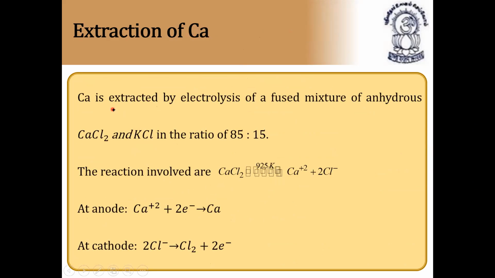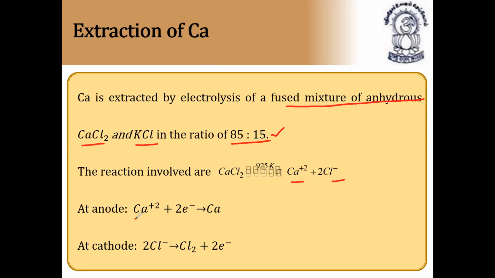Extraction of calcium. Calcium is extracted by the electrolysis of a fused mixture, only fused. A fused mixture of anhydrous calcium chloride and potassium chloride in the ratio of 85 to 15. The reaction involved: calcium chloride dissociates into calcium ions plus chloride ions.